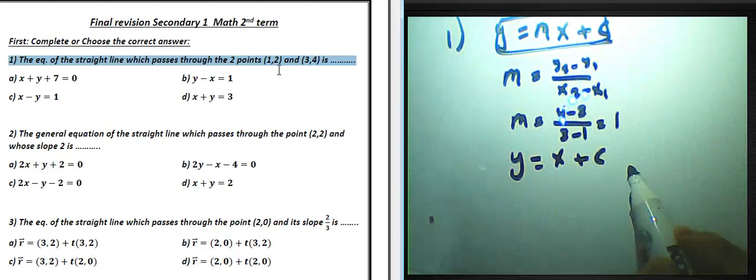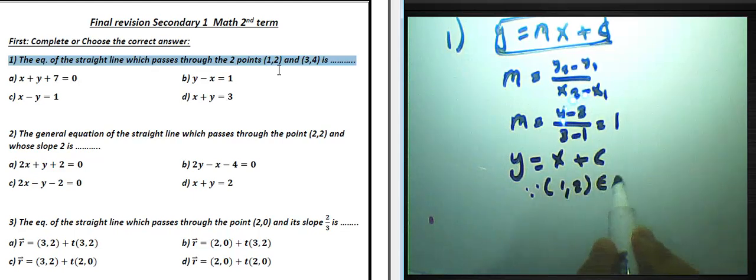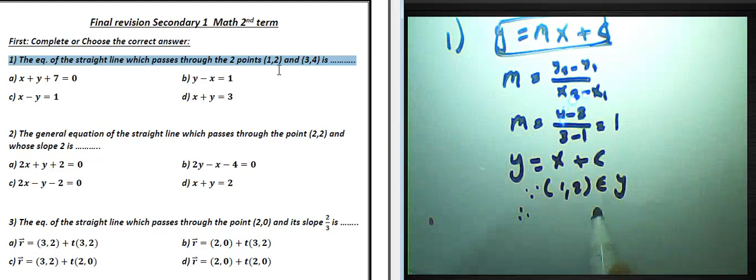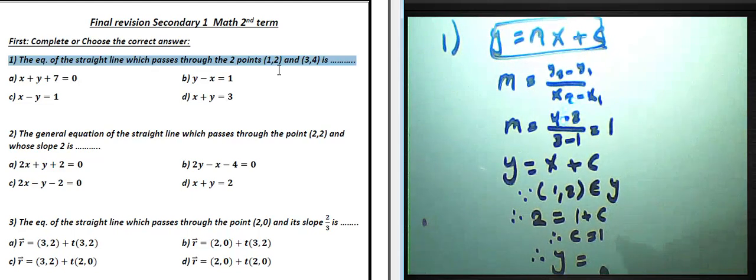To find the constant, put any point, (1, 2) or (3, 4), as you like, since the point (1, 2) belongs to the straight line. Then we can put y equal 2 and x equal 1, then the constant will be equal to 1. Okay, you can write the equation of the straight line: y equals mx plus constant. m was 1 and the constant 1, so the straight line will be y equals mx plus 1.